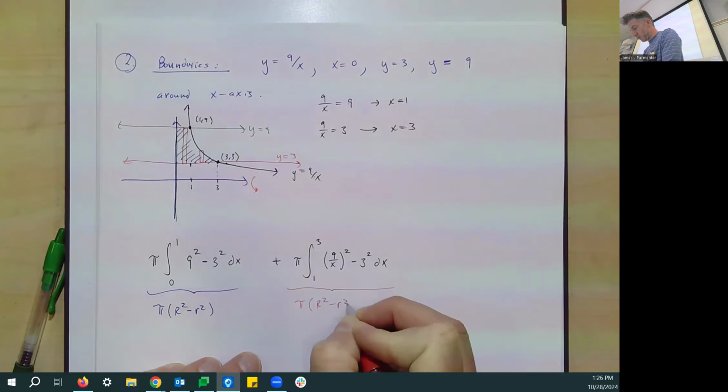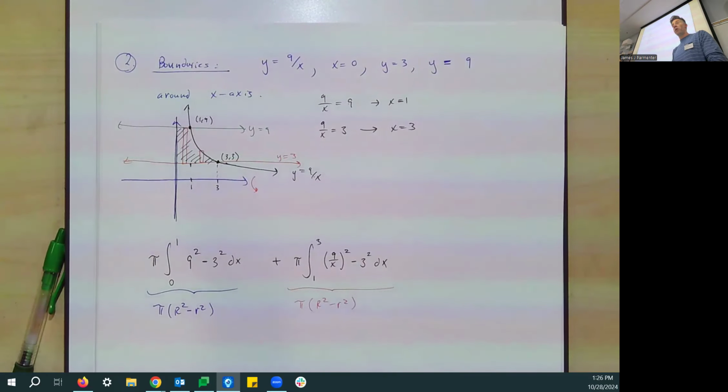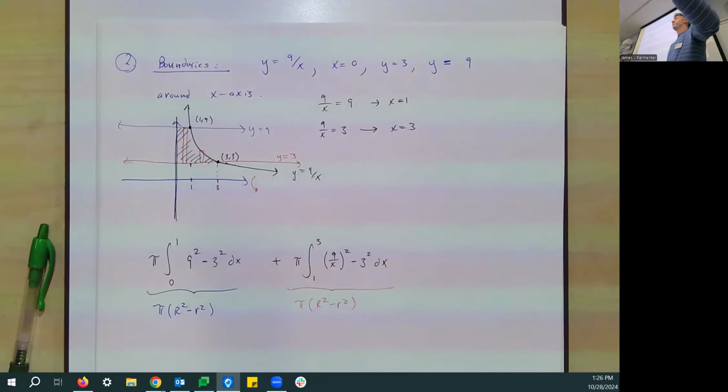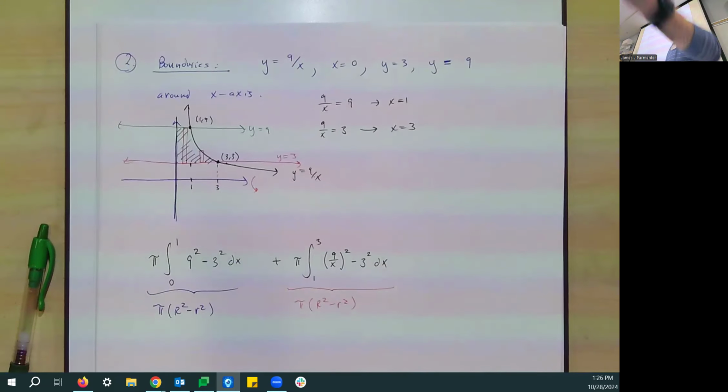Both of these are just washer method integrals. And we did have to use the washer method because our region was not flush with our axis of rotation, right? There's definitely space between the region we're rotating and the axis we're rotating it around. Questions about this setup?